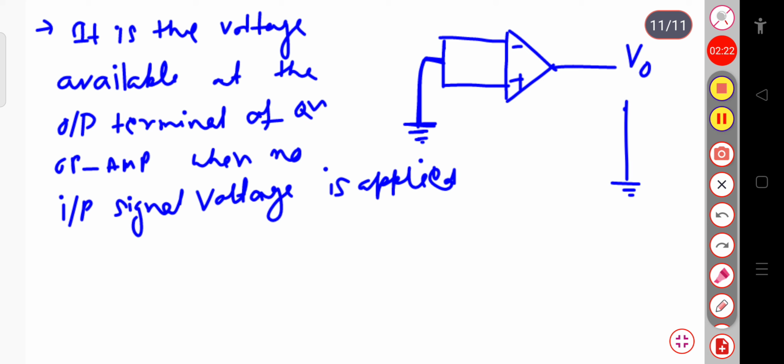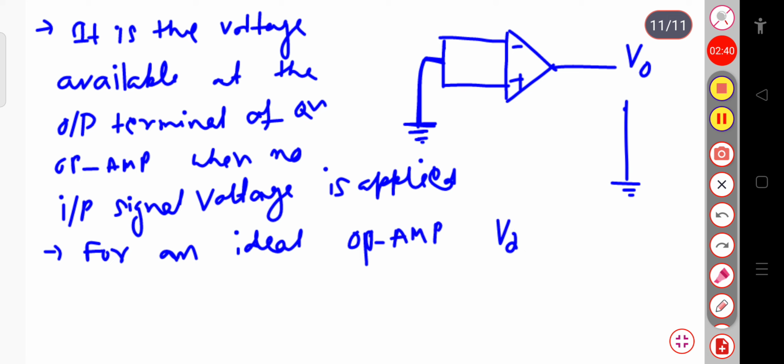So in case of the ideal op amp, that is when you give no signal across the input, you will get the output voltage to be 0, and that is your output offset voltage. So O means output and O means offset. Okay, so this output offset voltage is equal to 0 for an ideal op amp.